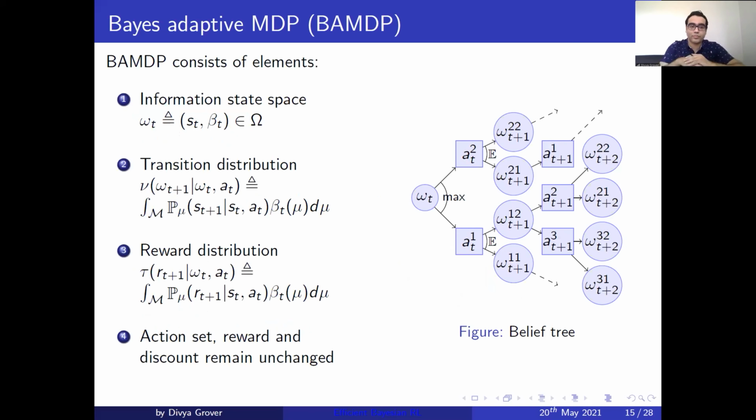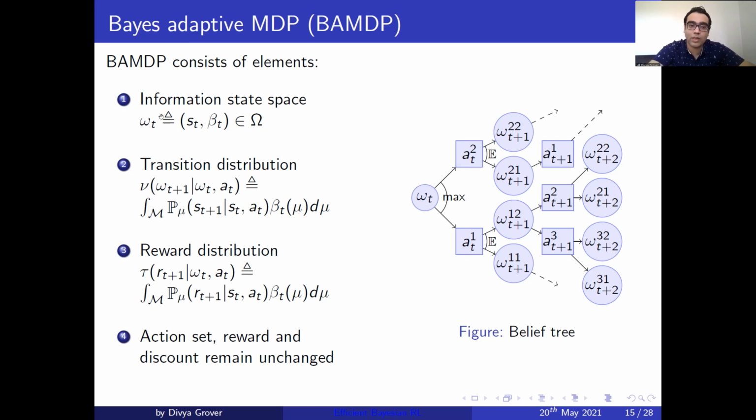Okay. So now BAMDP is essentially a Bayes adaptive MDP. The first thing I will say is the state set is S, and the action set and the reward and the discount are all the same as the underlying MDP that it's an extension of. So the state set remains S, but here we will define a broader state set.